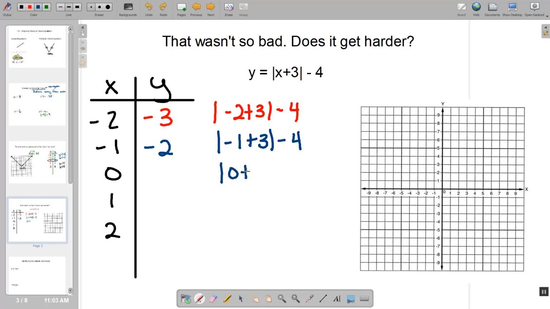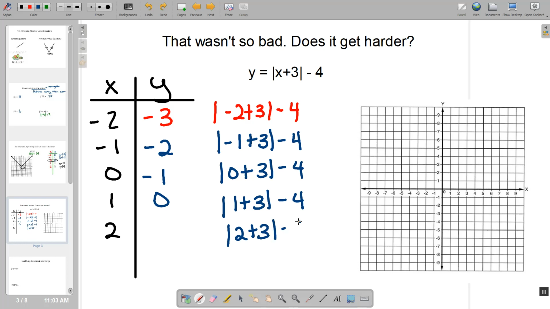0 plus 3 would be 3. 3 minus 4 is -1. If we did 1 plus 3, that gives us 4, and 4 minus 4 gives us 0. And then 2 plus 3 is 5. 5 minus, oops, sorry, that should be a 4 here. And then 5 minus 4 is 1. And if we graph our absolute value function here, what we currently have is a line, which is not what we want.